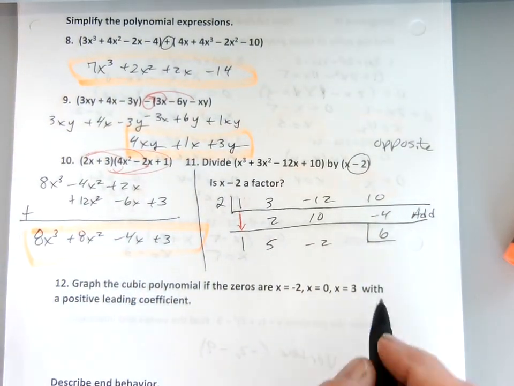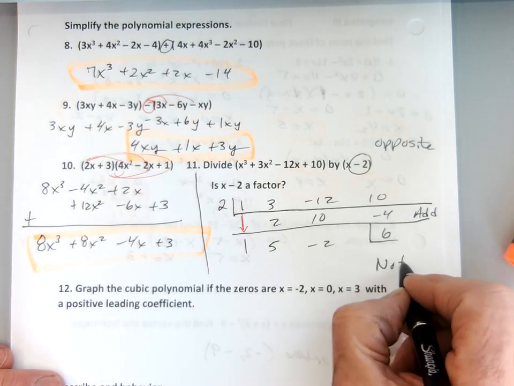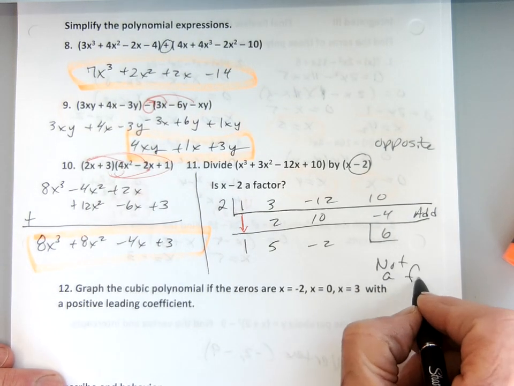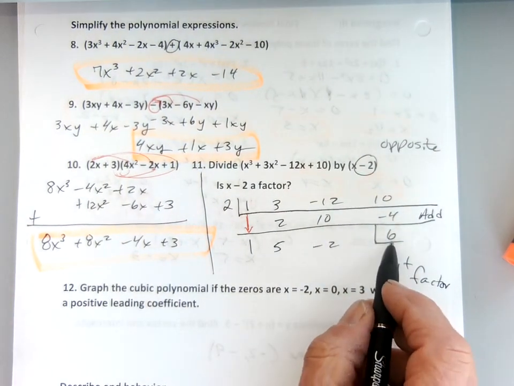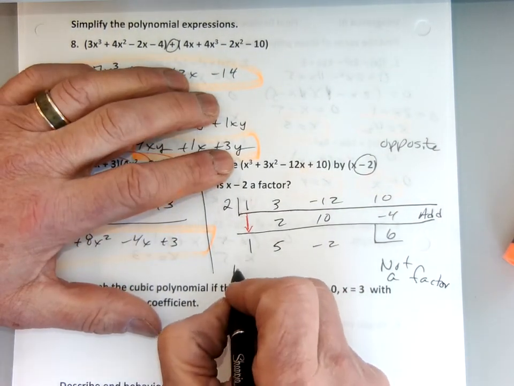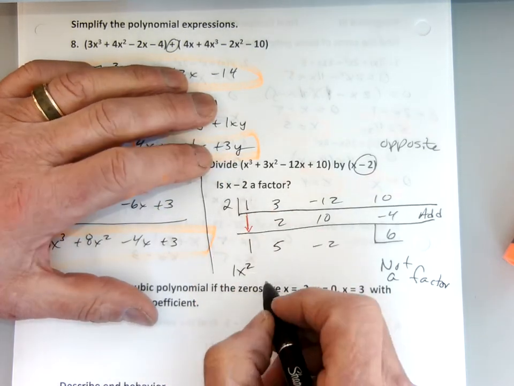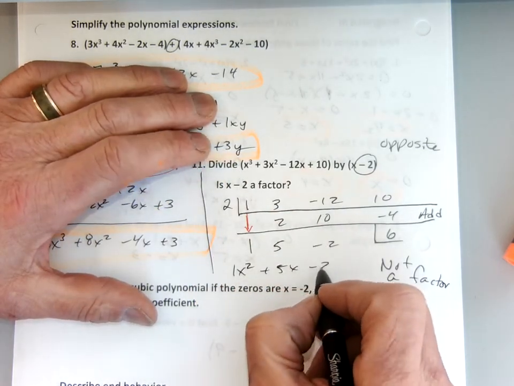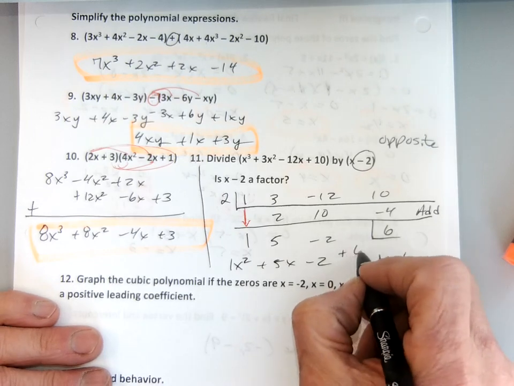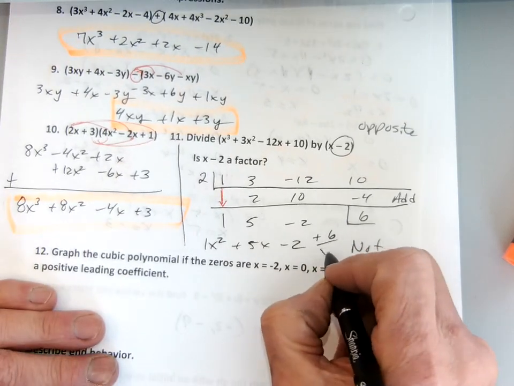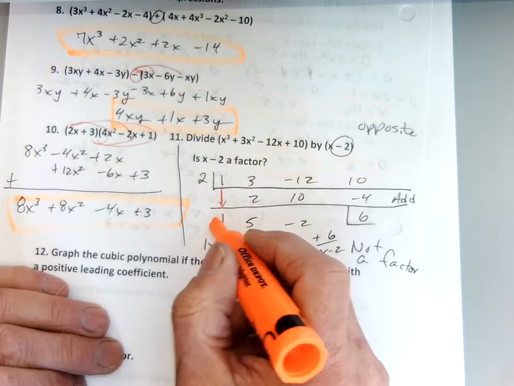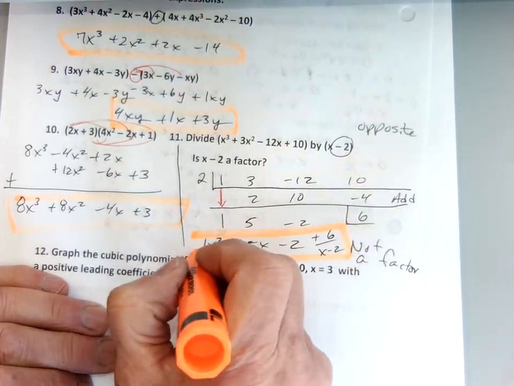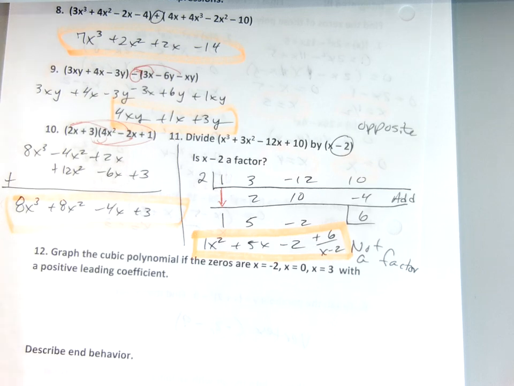Now right off the bat I know it is not a factor because it did not go in evenly. So what's the answer though? The answer is a 1x squared, 1 less power, plus a 5x minus a 2 with a remainder. So I go plus 6 over what I divided by, which was x minus 2. So there is my quotient, and it is not a factor because it has a remainder, okay?